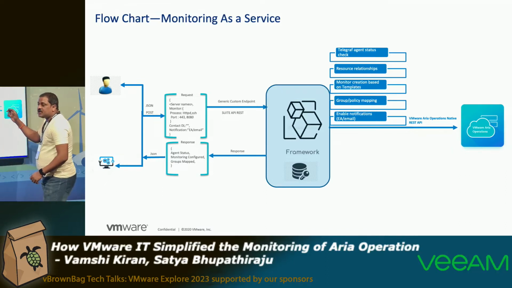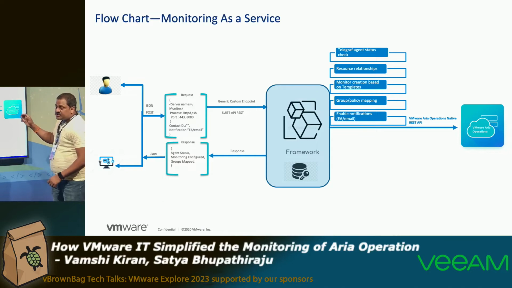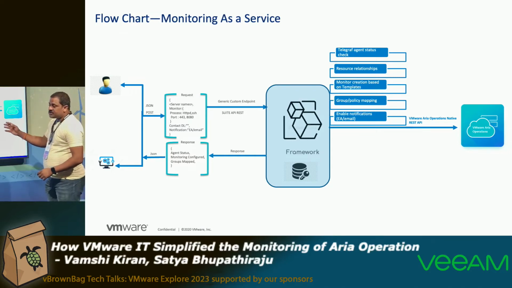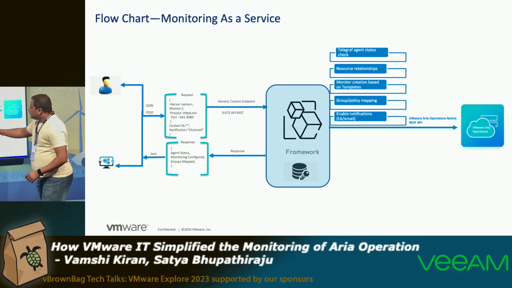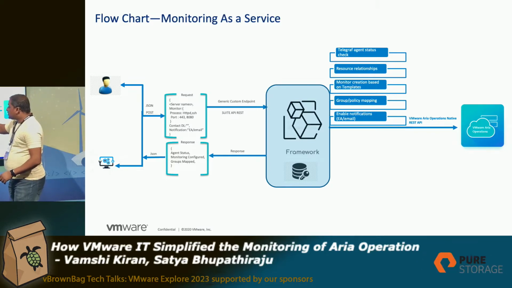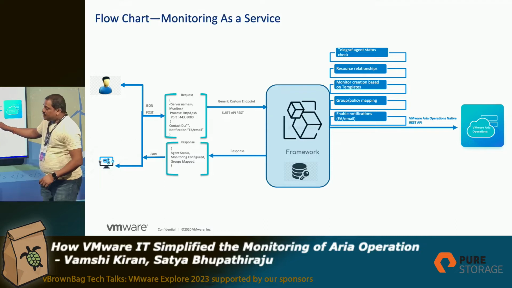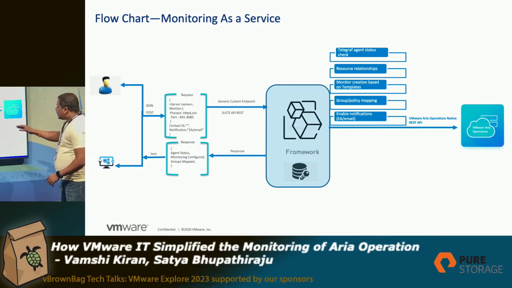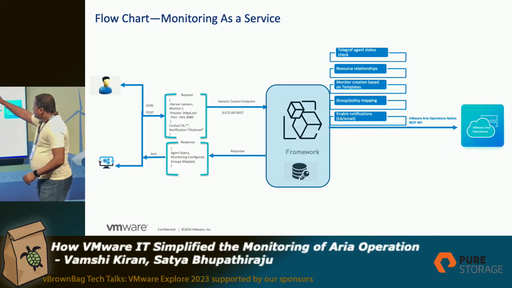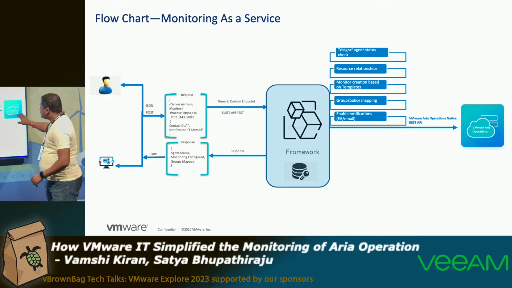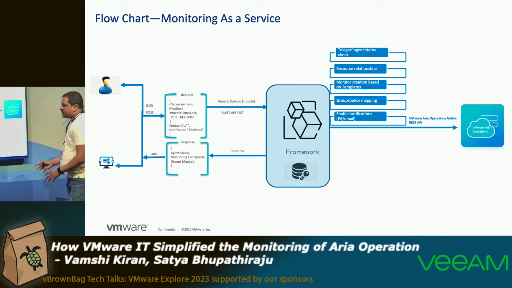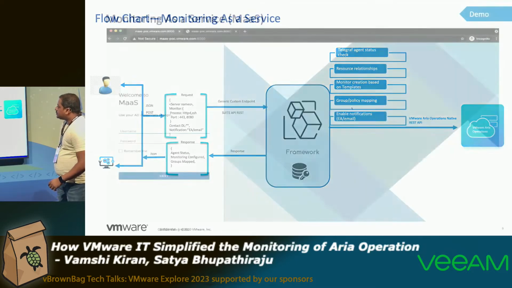Policies have the custom alert definitions and multiple symptoms mapped with the alert definitions, customized policies, and enabling the alert notifications to the email integrations or a Slack channel or a webhook. And all these processes are done by using the ARIA Operations APIs. So next slide.